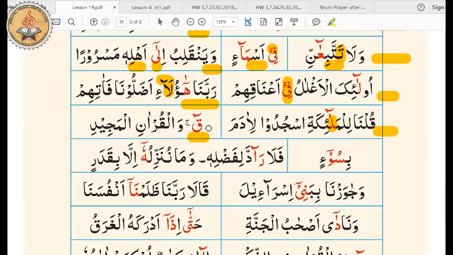MashaAllah, you tried really well and you read very well. Keep on practicing until you are fluent in this. Jazakallah N1257. Jazakallah to all the students.